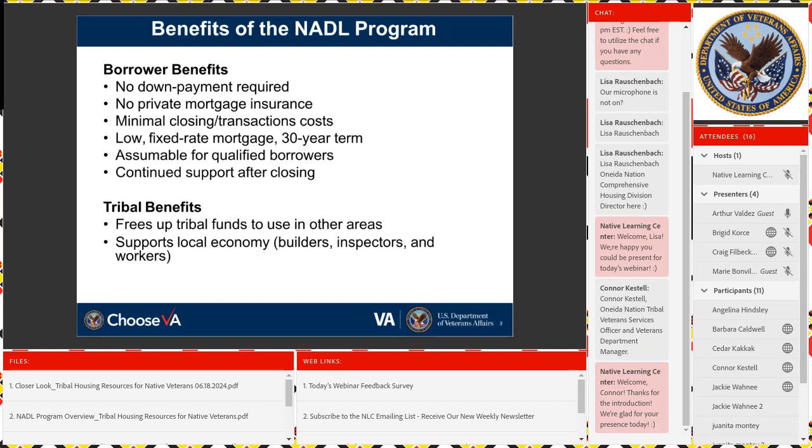The other thing for the tribe is it supports the local economy. We're going to ask veterans to select builders from their area. We try to use inspectors from the same market area as well. And of course, they typically will get the workers from the same market area that the home is located in.